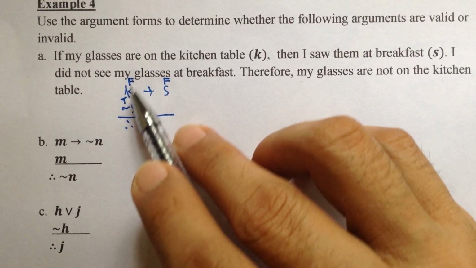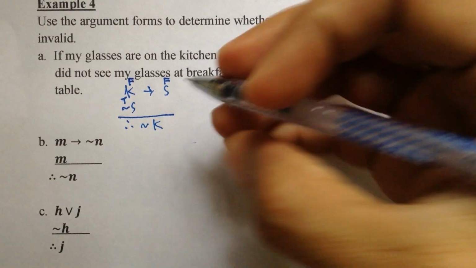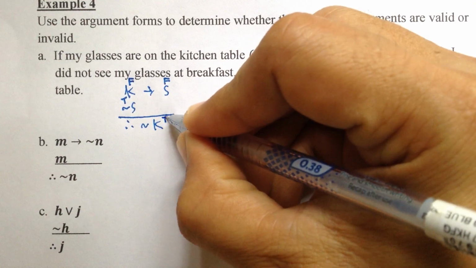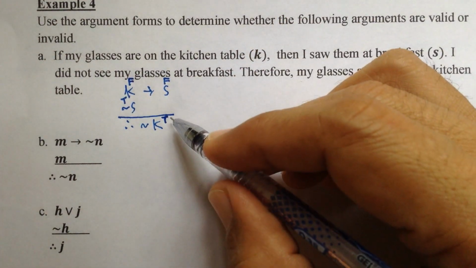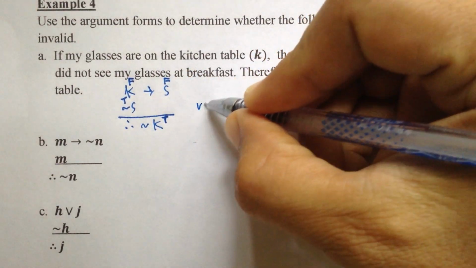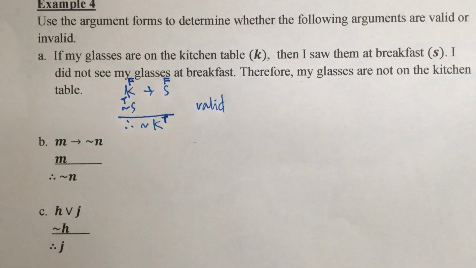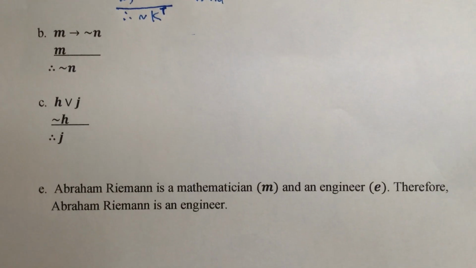Okay, if your K is false, what about your negation of K? Your negation of K, of course, is true. Okay, so therefore, you have a conclusion which is true whenever your premises are true. That's why this is a valid argument. Okay, I hope you're getting the idea.